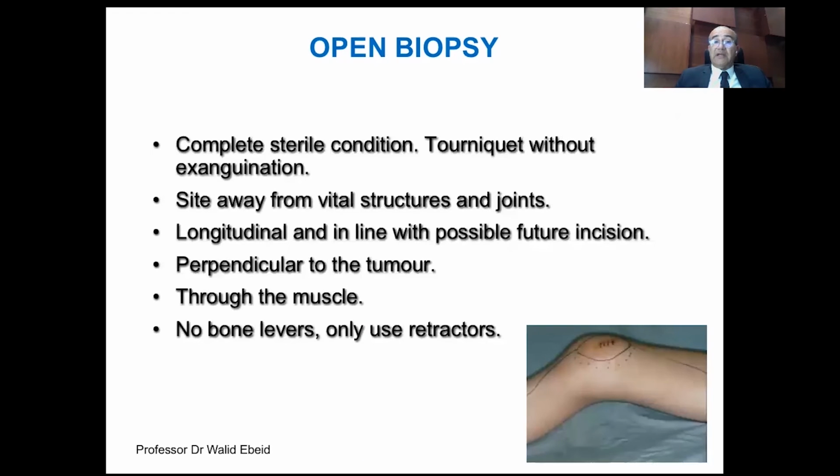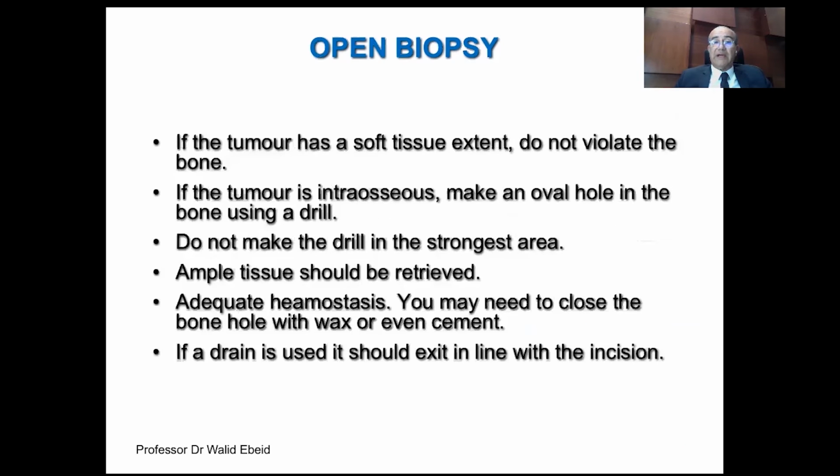The guidelines are as follows. It has to be done under complete sterile conditions. If you're going to use a tourniquet, you never do exsanguination. The site should be away from the vital structures. It has to be a longitudinal incision in line with the possible future incision, like we see in the picture. It has to be perpendicular to the tumor, through the muscles, and never going through planes. You never use bone levers, always use retractors.